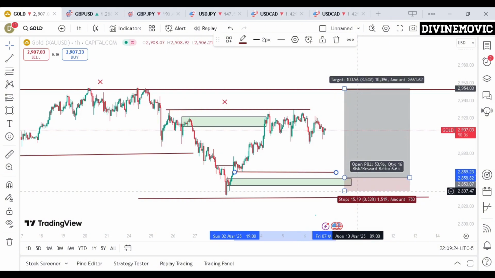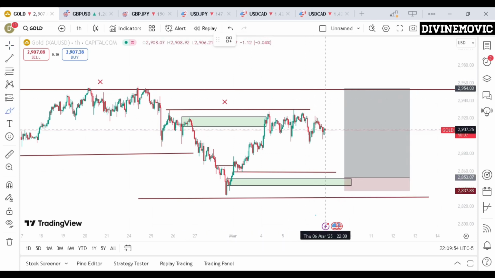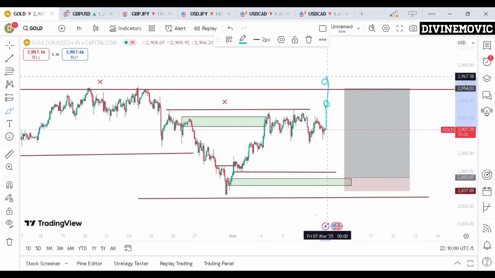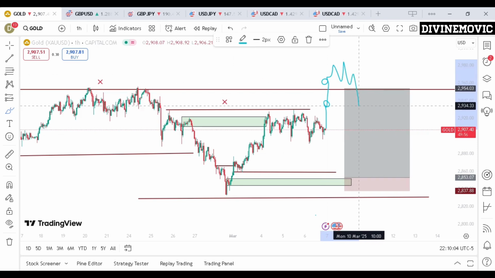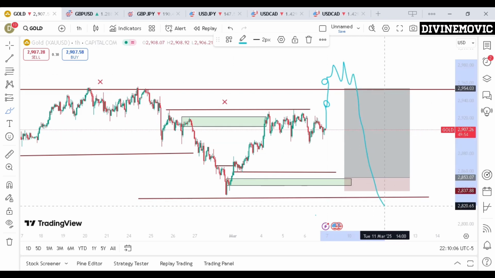Now this buy opportunity is going to be valid if price continues to sell to the downside. But if price fails to continue to sell to the downside and price chooses to buy to the upside, then I'll be looking for a sell opportunity. I want to see price take out this liquidity, take out this other liquidity, and then give me a change of character. Then I'll sell to the downside for price to take out this low.